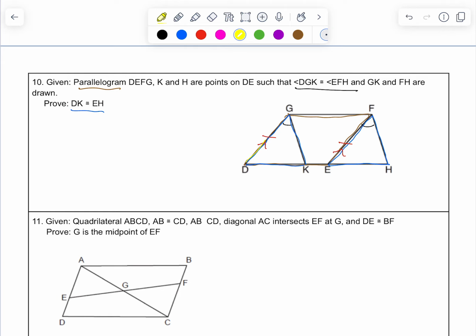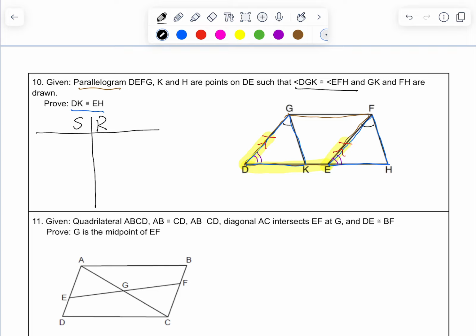If I highlight, let me just get a little thicker pen over here, if I highlight my parallel lines and my transversal, this angle is bottom left, and so is this one. These are corresponding angles. One's inside the lines, one's outside the lines. They're on the same side of the transversal, and they're in the same spot where the parallel line meets the transversal. They're corresponding angles. And there we have all the information that we need. We can prove the triangles congruent now by angle, side, angle. And then we could just simply CPCTC the corresponding sides that we need, DK and EH.